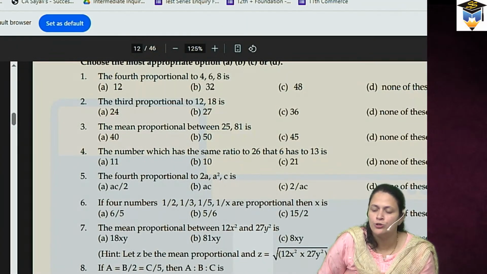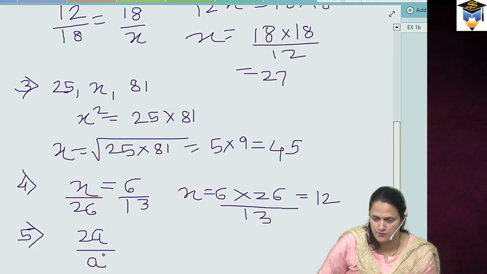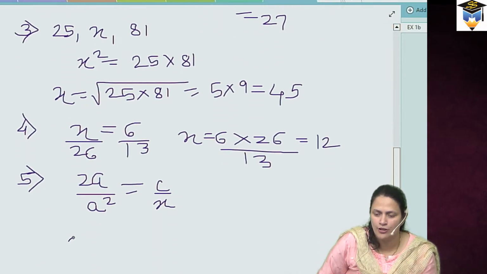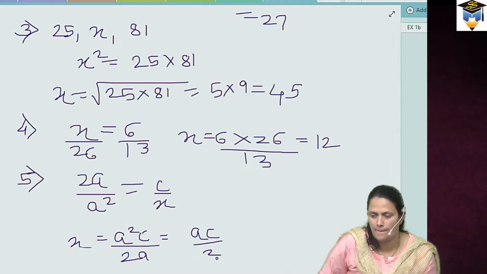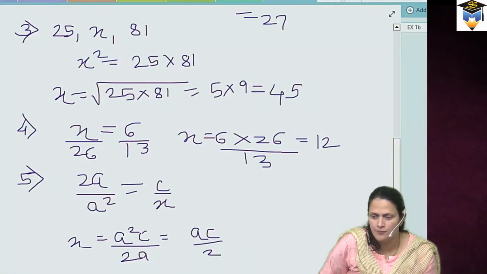The fourth proportional to 2a, a square and c. Fourth proportional, so this is x. So the value of x is a square c upon 2a. That is equal to ac upon 2. AC upon 2, option A for the fifth one.